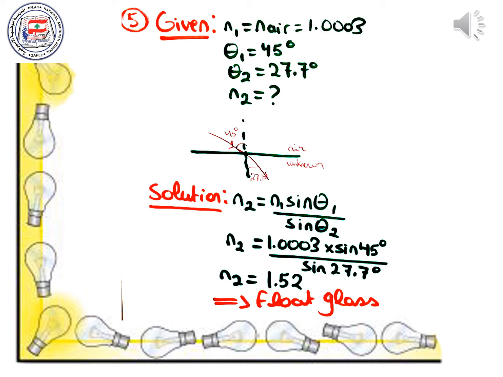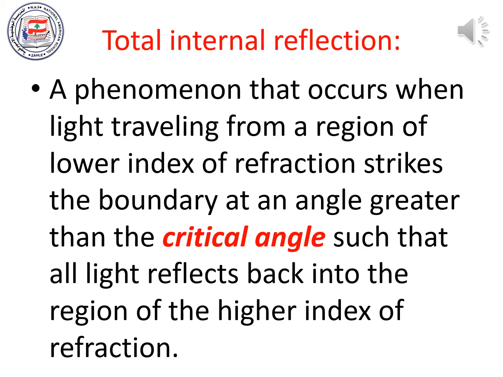And if we look at Table 1, page 493, from which we are getting the indices of refraction, we see that float glass has the index of refraction of 1.52. So the other material is float glass. Now we will continue the section.